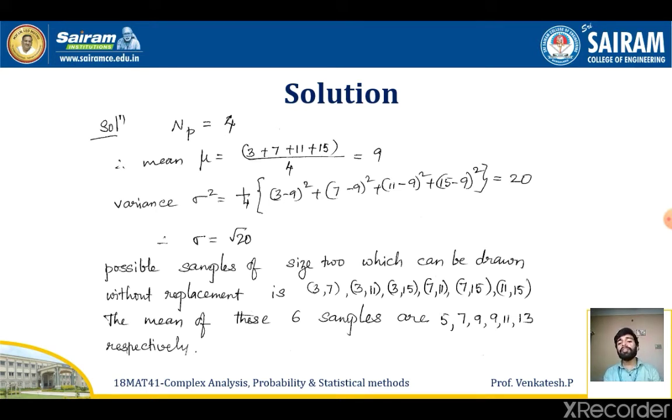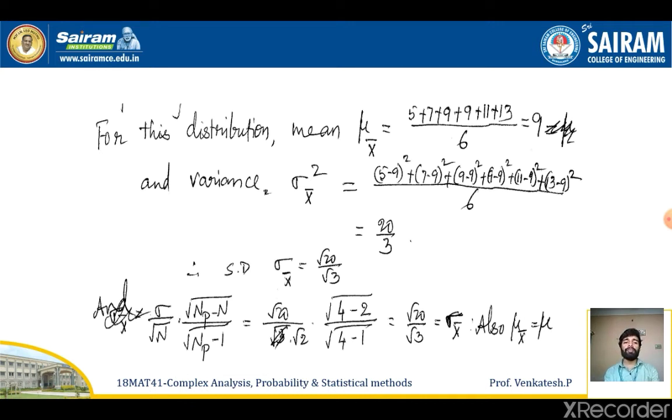Now for these sample means, I am going to estimate the value of mu x bar. The formula for mu x bar is adding all the sample means divided by the total number of samples, which is 6 here. So it is equal to 9. Here we can verify: the actual mean is 9 and the mean of the sample means is also 9. Both are equal, so I can conclude that mu is equal to mu x bar.